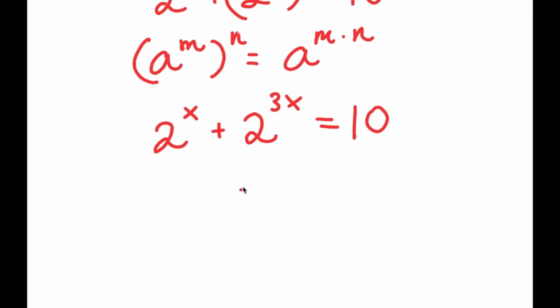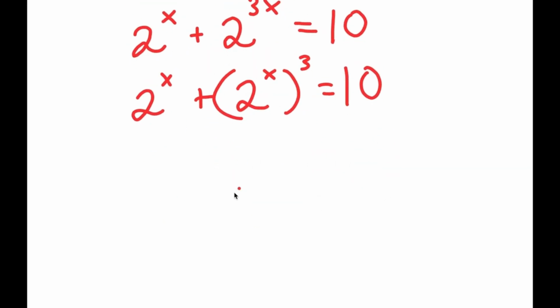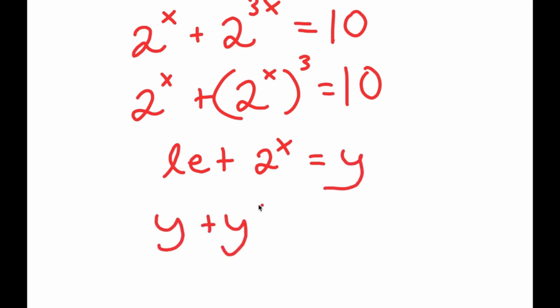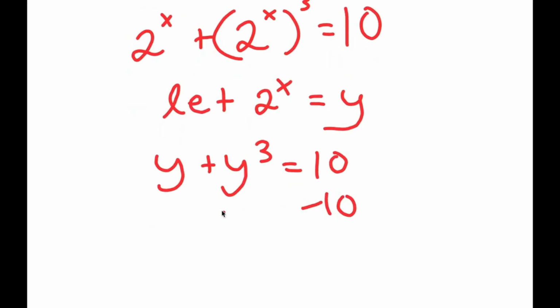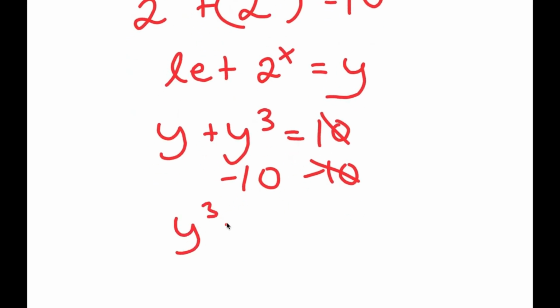Now, I can rewrite this as 2 to the power of x, plus, 2 to the power of x to the power of 3 is equal to 10. Now, I'm going to let 2 to the power of x equal to the variable y. So I get y plus y to the power of 3 is equal to 10. Now, if I subtract 10 on both sides, I get y to the power of 3 plus y minus 10 is equal to 0.